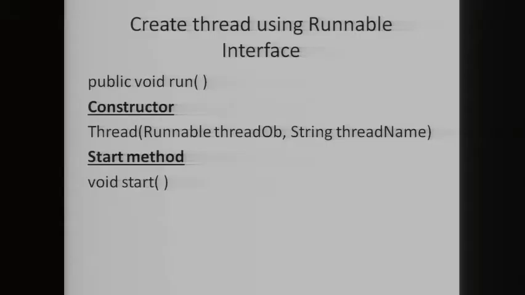What is the difference? The only difference is that run establishes the entry point for another concurrent thread of execution within your program. And this thread will end when run returns. After you create a class that implements Runnable, you will instantiate an object of type Thread from within that class.